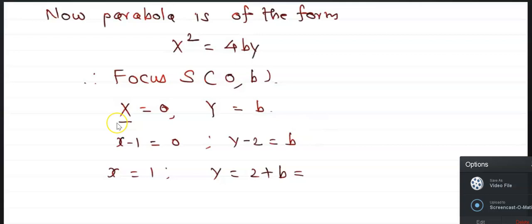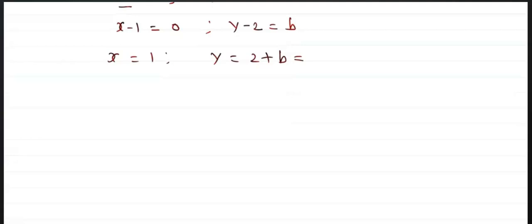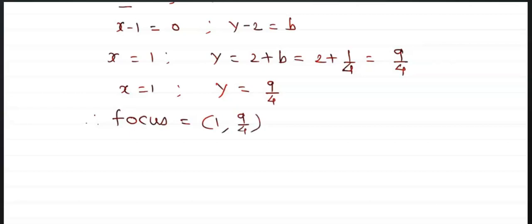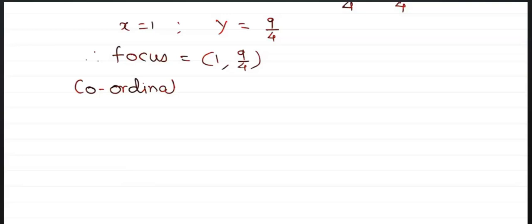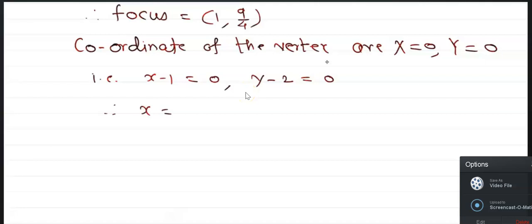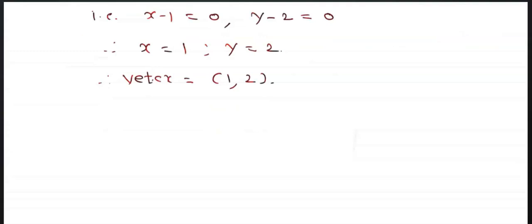The value of capital X is x minus 1 is equals to 0 and the value of capital Y is small y minus 2 is equals to b. Therefore, y is 9/4, x is equals to 1. The focus is 1 and 9/4. Coordinate of vertex are capital X is equals to 0, capital Y is equals to 0, but capital X is small x minus 1 is equals to 0 and capital Y is small y minus 2 is equals to 0. Therefore, x is equals to 1 and y is equals to 2. This is the vertex of the parabola.